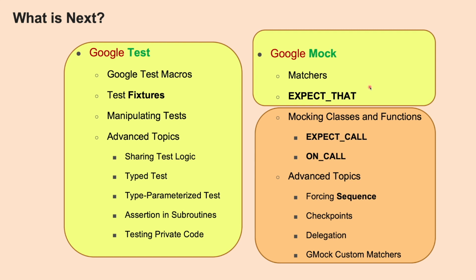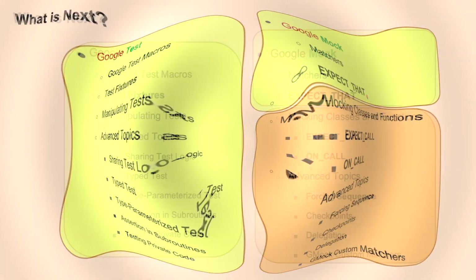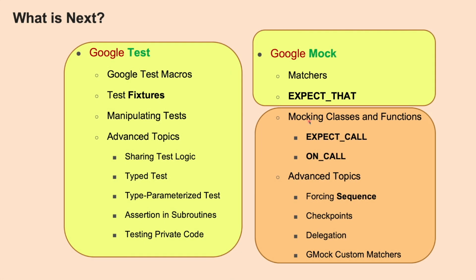This concludes the second video on Google Test and Google Mock. We just covered this part, which was Google Matchers and the expect that macro. Please stay tuned for my third video on Google Test and Google Mock, in which I will go into details of using two other important macros called expect call and on call.